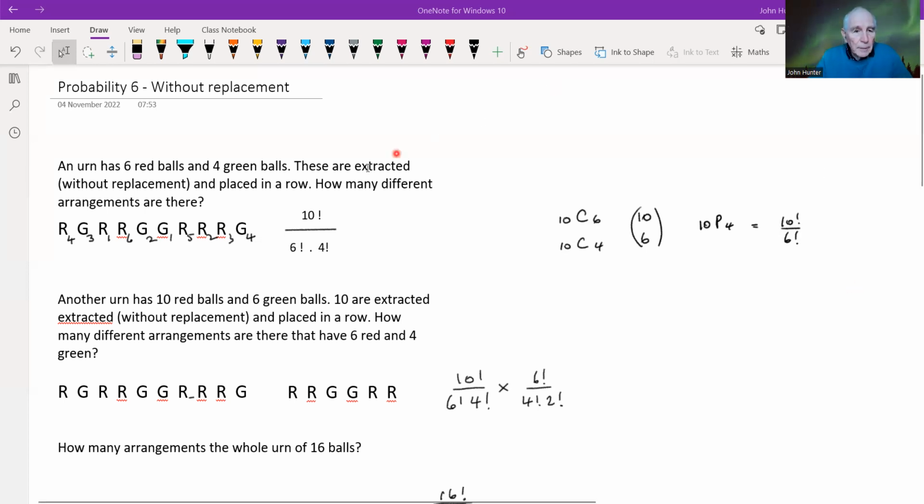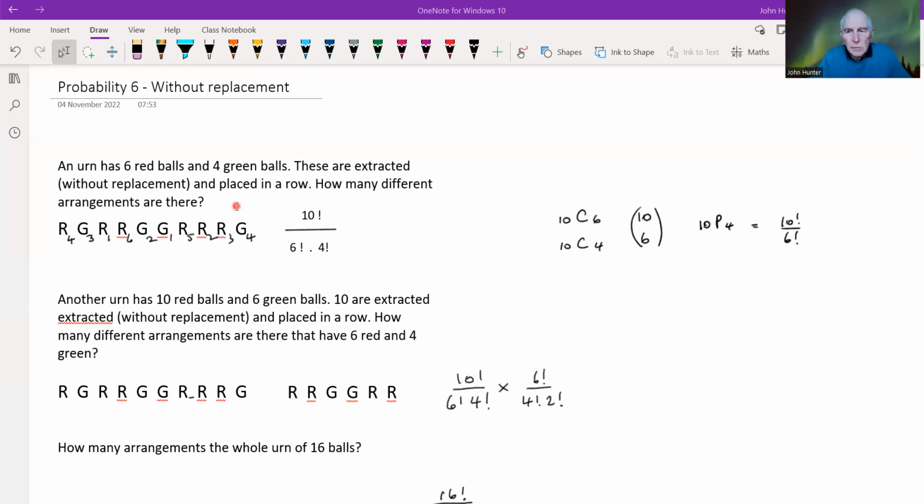So here we go. An urn has 6 red balls and 4 green balls. All right, it's an urn, not a bag. These are extracted without replacement and placed in a row. How many different arrangements are there? Okay, so imagine we've got a little template with 10 slots in there. We pick one ball out, we put it in the first slot, another ball in the second, and so on. So there are 10 balls.